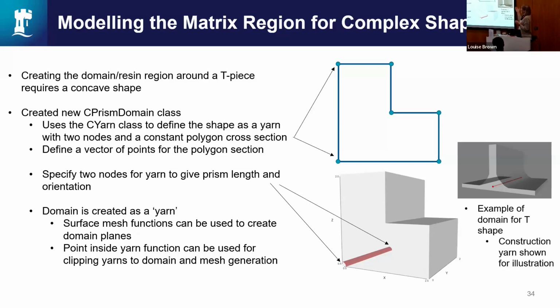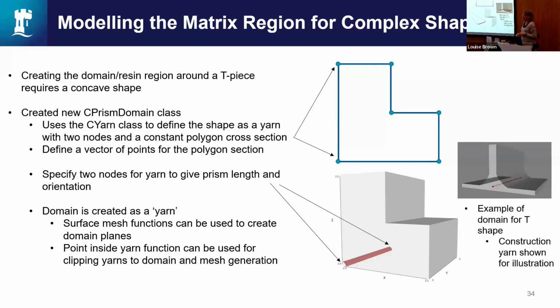So basically, what we now call the prism domain is implemented as a TexGen yarn with 2 nodes, which means you can put the 2 nodes at any angle that you want and specify the section. It needed a bit of an adaptation so that it only used the nodes that you'd specified. And miraculously, it does work. So here's the T-piece domain.